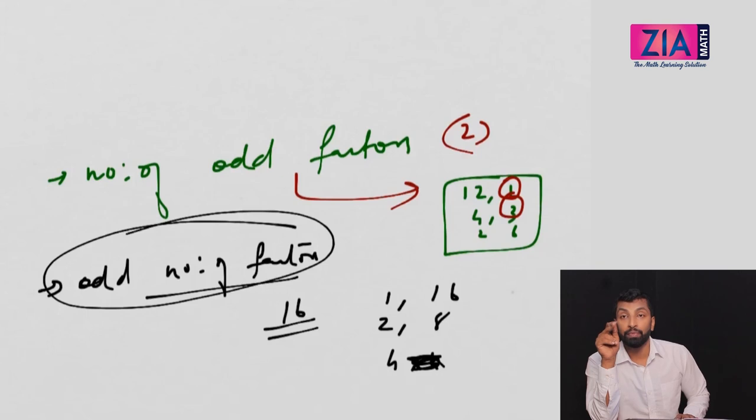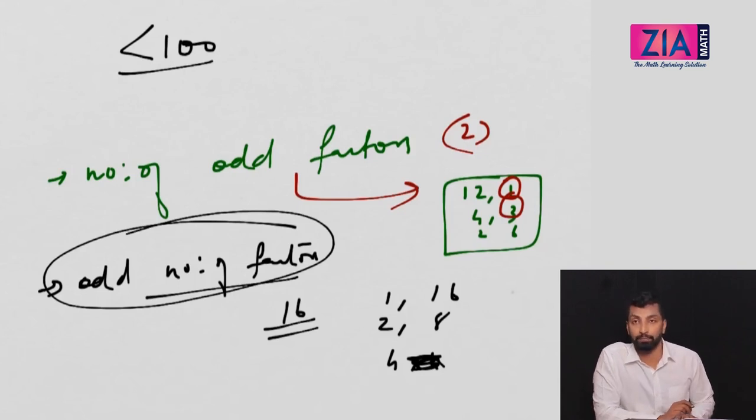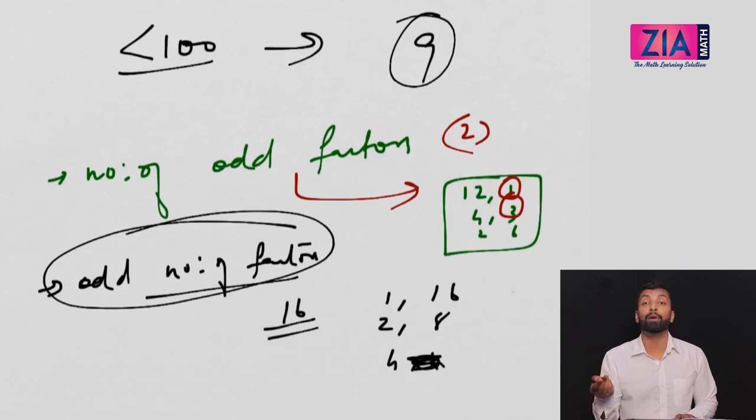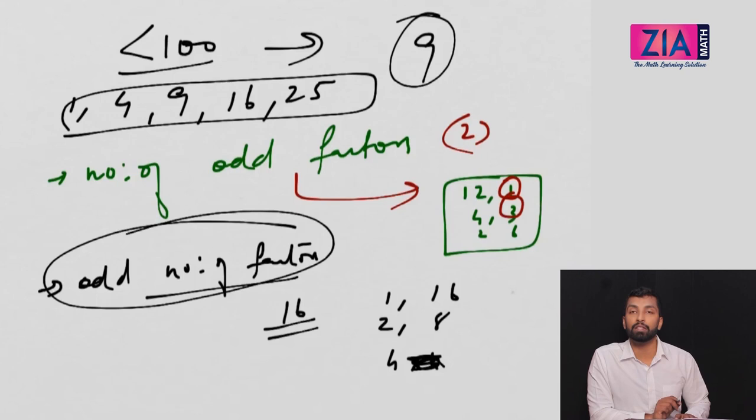So if I ask you how many numbers less than 100, keep in mind less than 100, have an odd number of factors, what is the answer? You need to look for how many square numbers there are. So 1, 2, 3, 4, 5, 6, 7, 8, 9. Less than 100 means I can't take 10. So 9 numbers have an odd number of factors. What are the numbers? 1, 2 square 4, 3 square 9, 4 square 16, 5 square 25, etc. These are the numbers. So square numbers will have an odd number of factors. I hope this is clear.